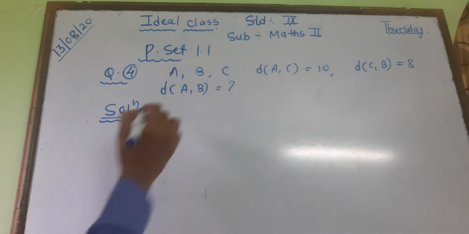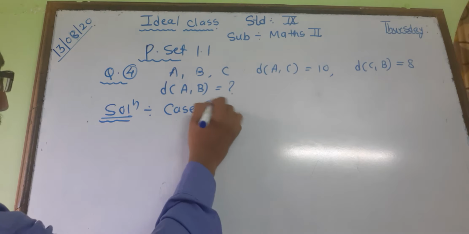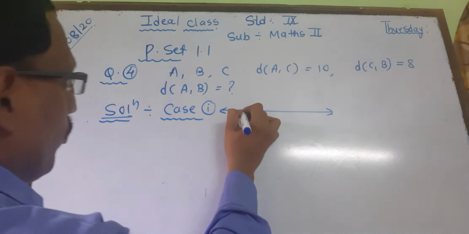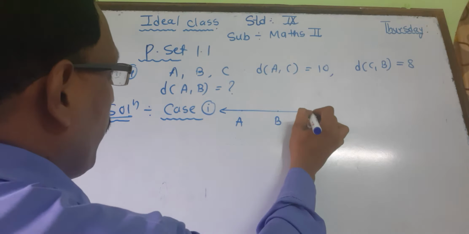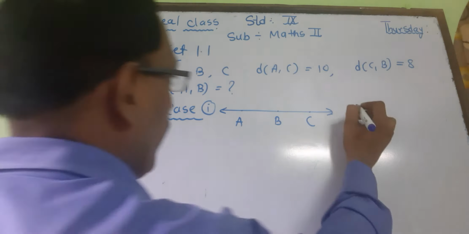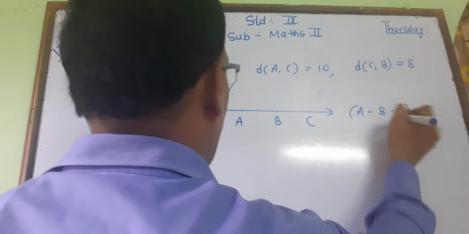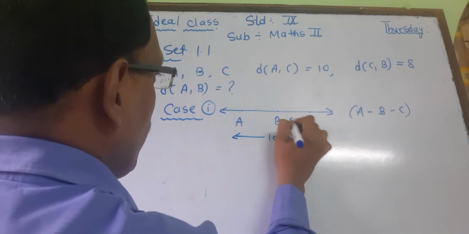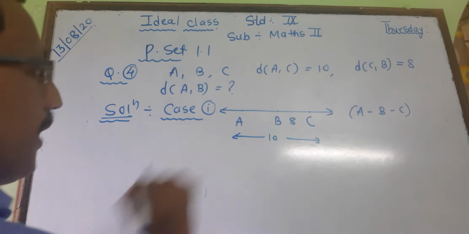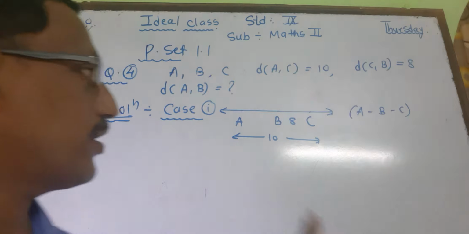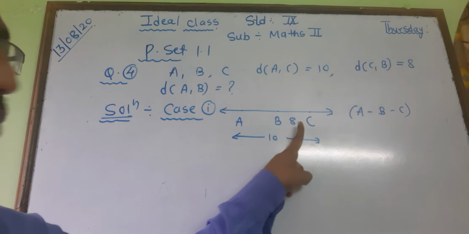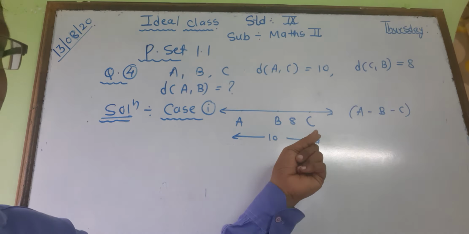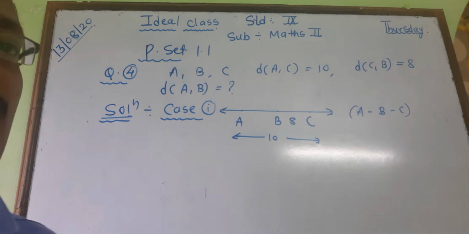Solution, students. Now I am considering all three cases. Let us consider case 1 first. In case 1, I am taking my B point in between A and C, correct, with the betweenness A-B-C. In that case, the distance between A and C is given, it is 10. Distance between B and C is 8. So in that case you can easily tell me what is the distance between A and B. How? It is 10 minus 8. Correct, students? Whole distance is 10, distance is 8, 10 minus 8 is how much? 2. So the distance between A and B is equal to 2.